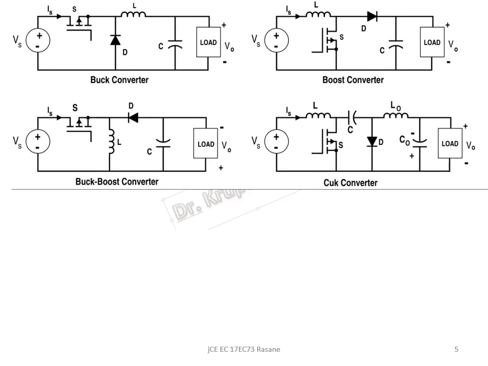So these are the basic four classifications of special type of DC to DC converters that we are looking at. We'll now be concentrating on the Cuk converter, which has two inductors and two capacitors connected in this fashion with a diode, DM here.